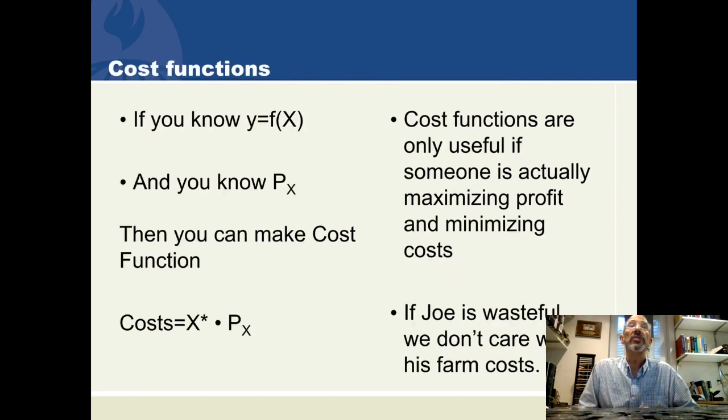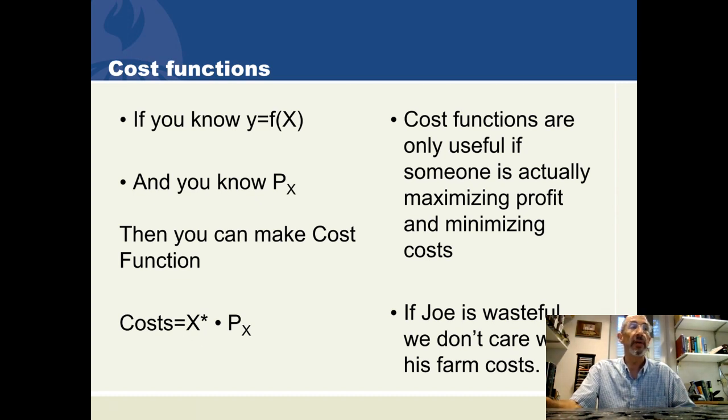So the way cost functions work is, if you know the production function and you know the prices of all of the inputs, then you can make a cost function if you know the optimal amount of the inputs, vector x star. The cost function only works with vector x star, the optimal x. If you don't use the optimal x and you use incorrect amounts of your inputs, let's say you use 1 teaspoon of fertilizer on 100 acres, your cost function is not useful to anybody.